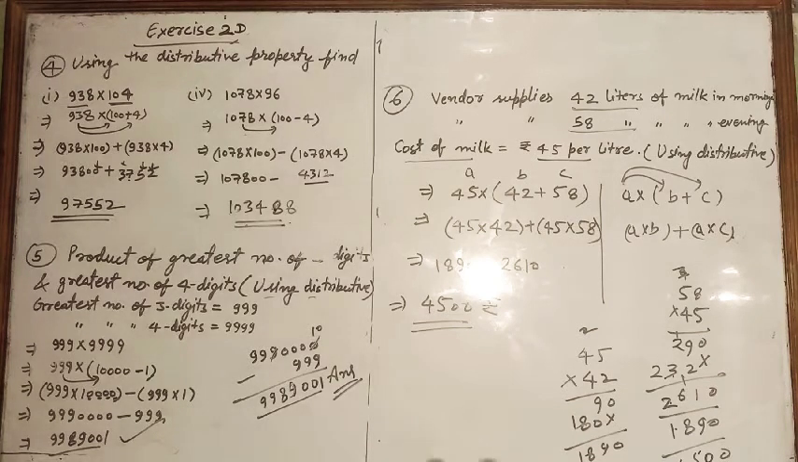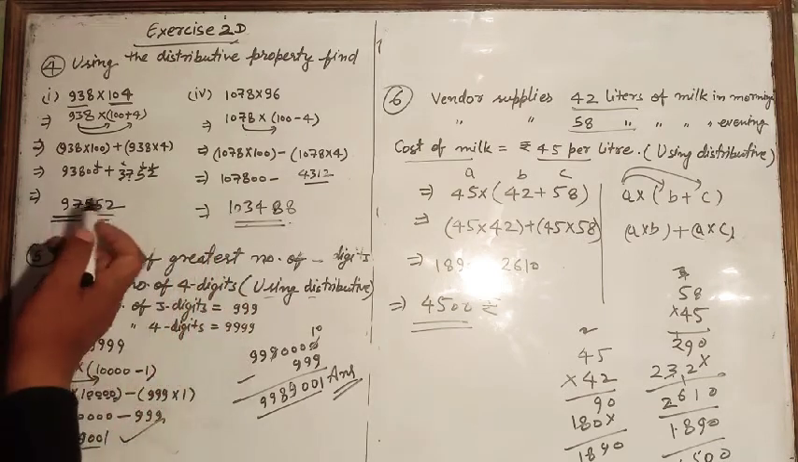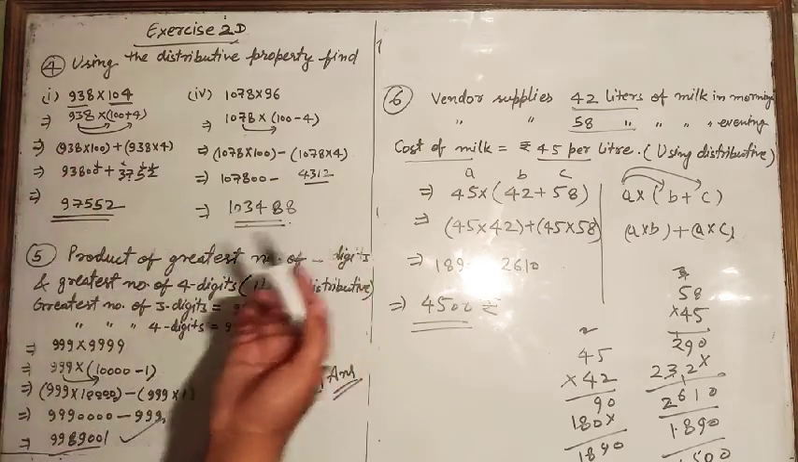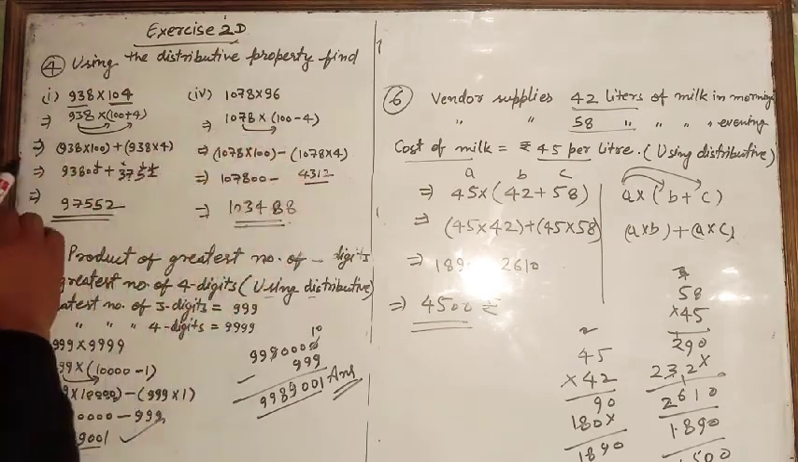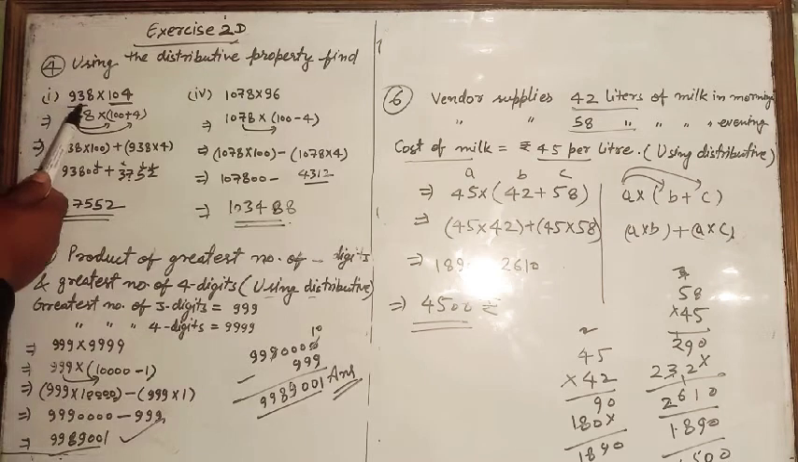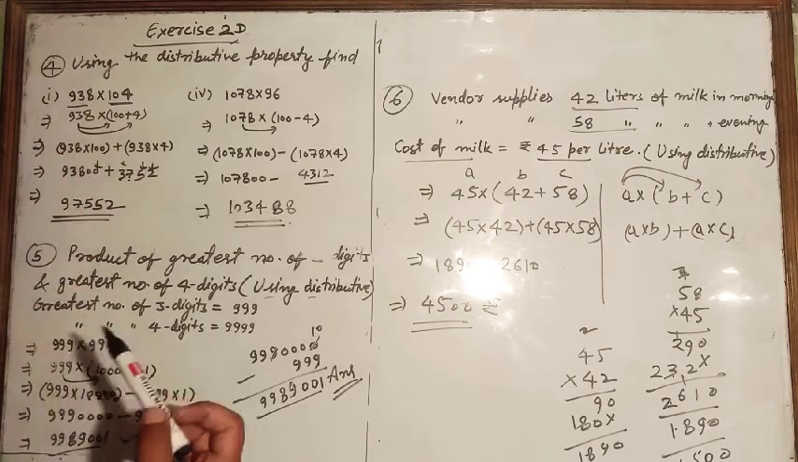Hello students, in this video we will do exercise 2D of our second chapter, Whole Numbers, from question number 4 to 6. Question number 4 is: using the distributive property, find the product of the first one, 938 into 104. So how will we do it?